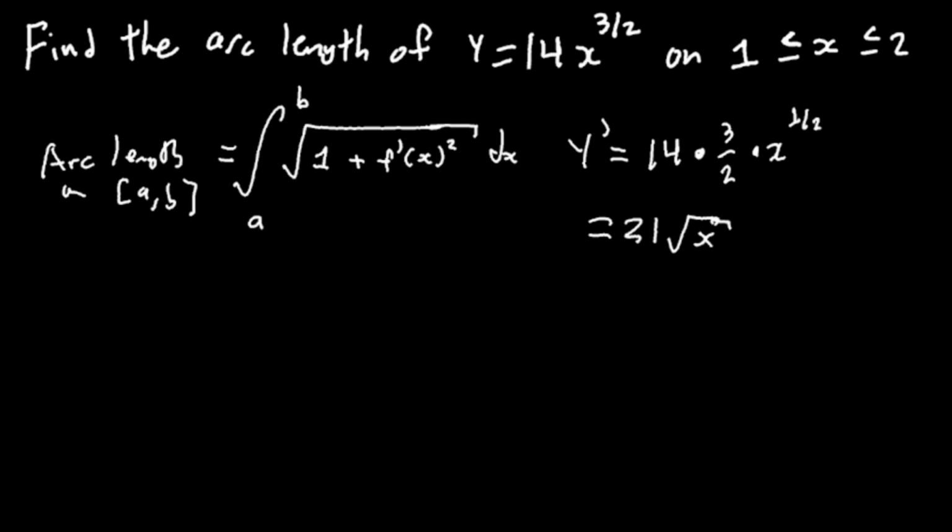Okay. So for us, our a and b are 1 and 2. So this is the integral from 1 to 2 of the square root of 1 plus f prime of x squared. So you want to square 21 square root x. So, 21 squared, that is 441, x, because square root x squared just becomes x. dx.